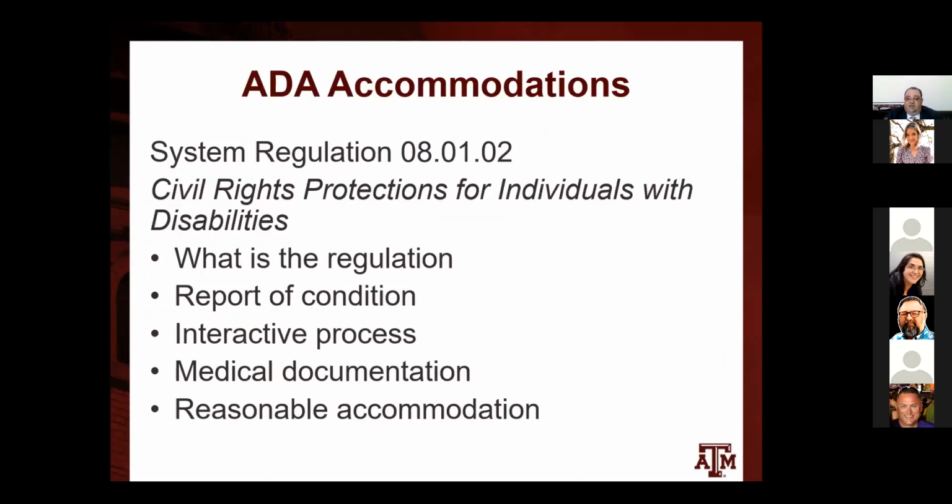ADA accommodations are covered under System Regulation 08.01.02. This is civil rights protections with individuals with disabilities. Again, the regulation mirrors the ADA. It just boils it down and makes it more streamlined for application within the university. It explains how to report a condition, what the interactive process should look like. It outlines what medical documentation is required and helps further refine what is a reasonable accommodation.